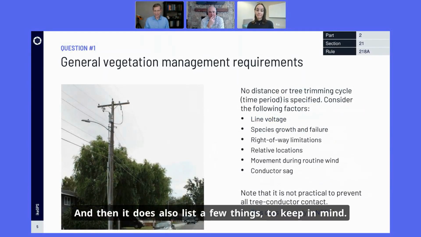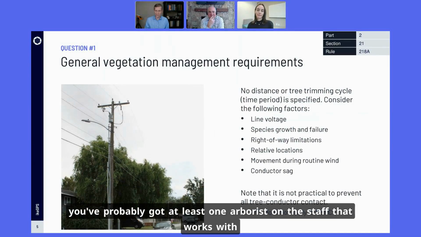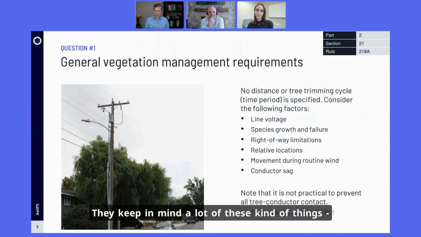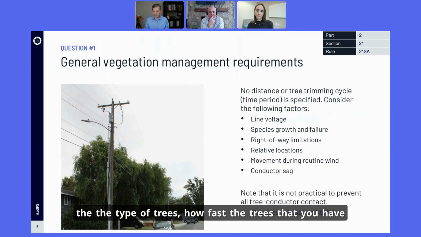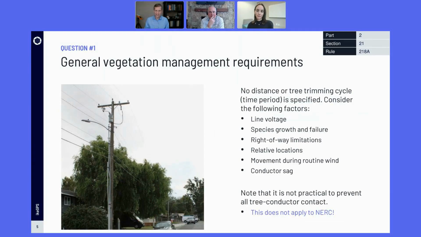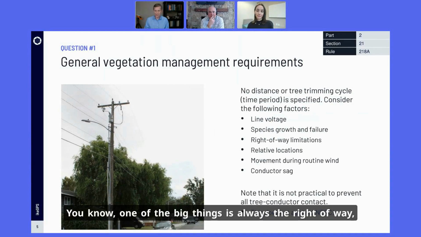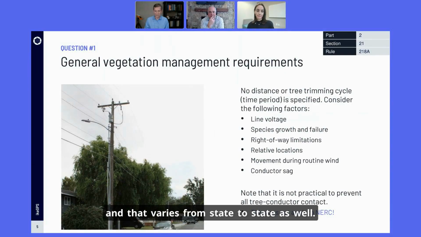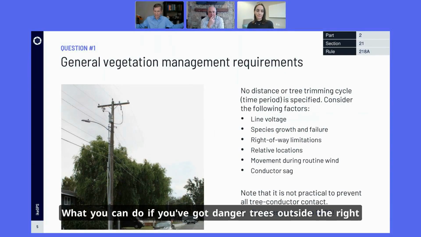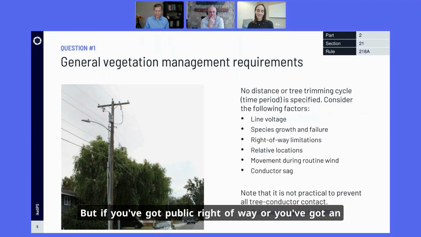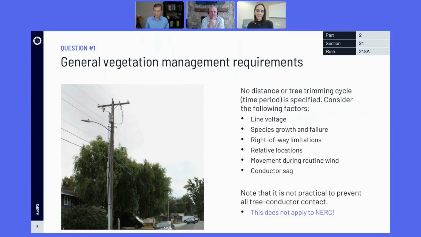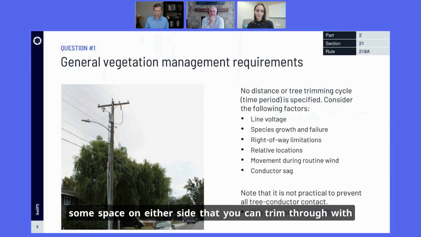And then it does also list a few things to keep in mind. If you're a big utility, you've probably got at least one arborist on the staff that works with your tree trimming folks. They keep in mind a lot of these things: the type of trees, how fast the trees that you have grow, relative locations of the trees. One of the big things is always the right of way, and that varies from state to state as well. What you can do if you've got danger trees outside the right of way, but if you've got public right of way or an easement that you're working on, you'll usually have some space on either side that you can trim through.